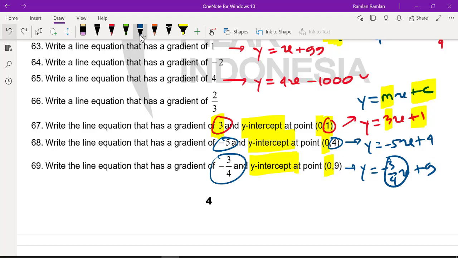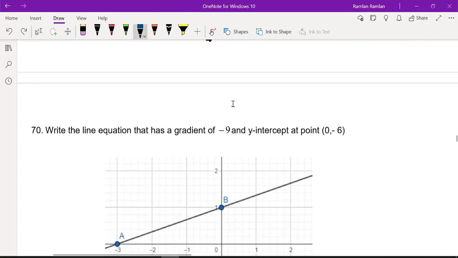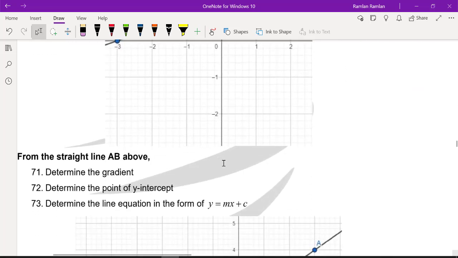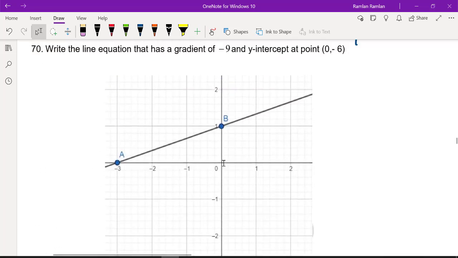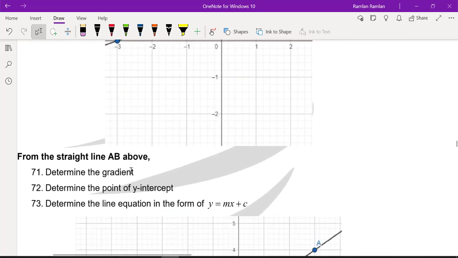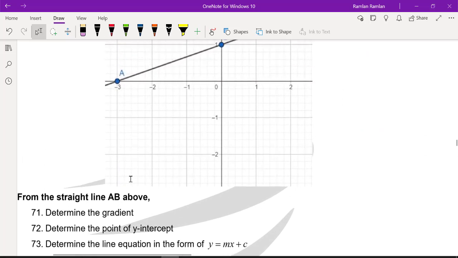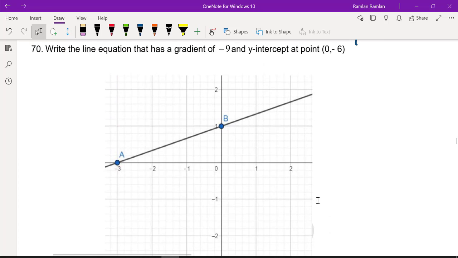Very, very easy. Okay, let's go to the next question. Same thing over here. This one will be y equals negative 9x, negative 6. That's it. Okay. Next question, number 71 until number 73. So, from the straight line AB above, determine the gradient. Remember that the gradient is just rise over run, right?